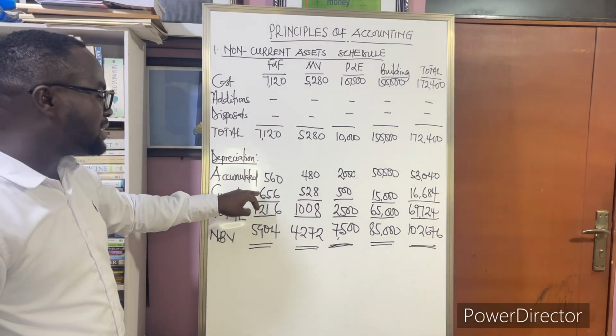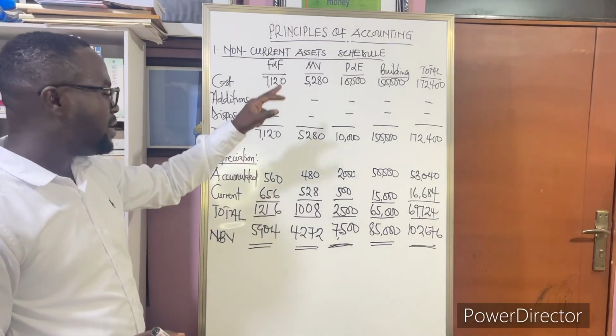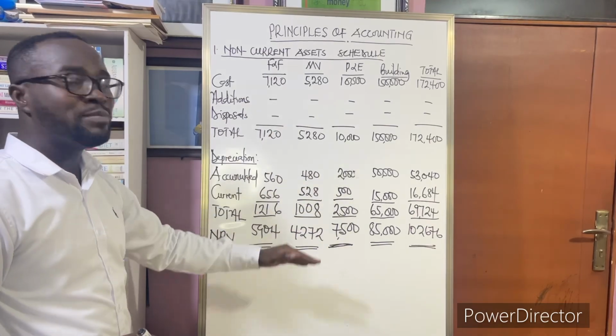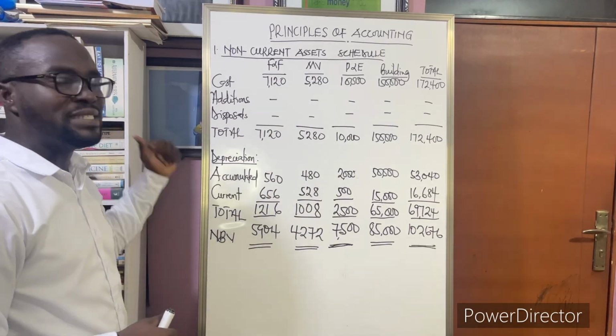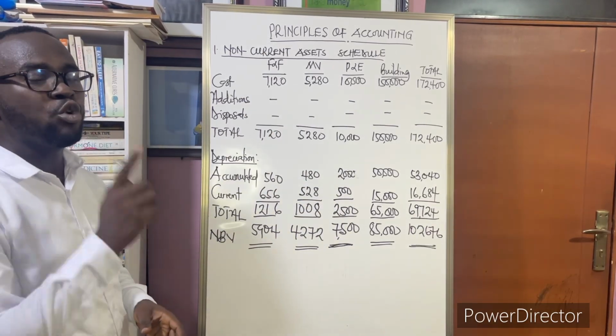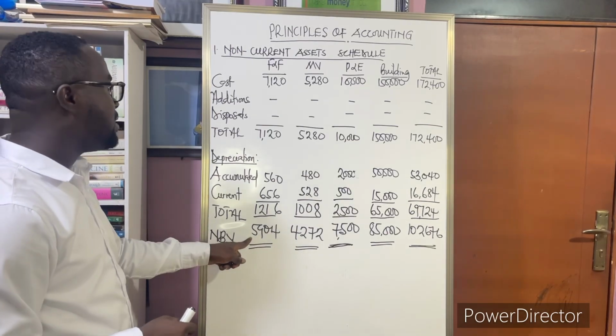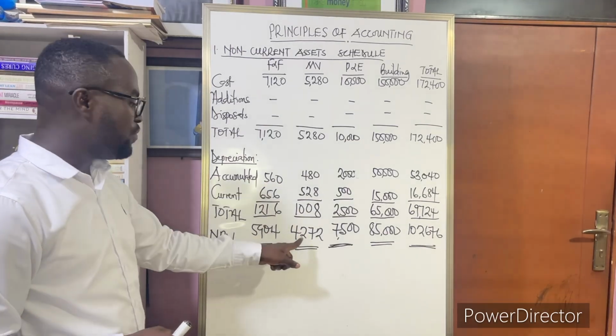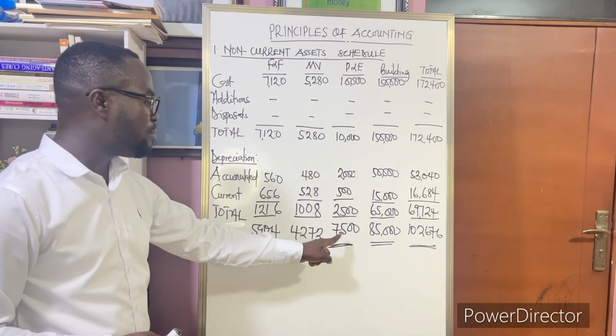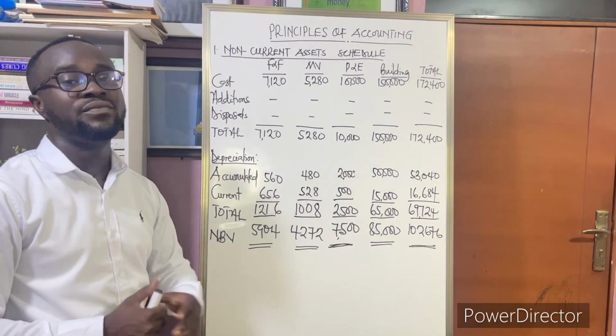So we charge 656 for F and F, and the respective current year's depreciation for motor vehicle, plant and equipment, and building must be stated in your income statement. And when you go to the statement of financial position, this will be the value of F and F. Motor vehicle, this will be the value. Plant and equipment, this will be the value. And building, this will be the value.